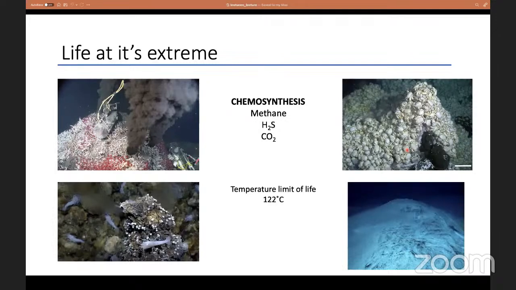These are a few images of how diverse life can be at hydrothermal vents. You could have microbial life, like these white mats on the bottom right, but you could have whole multicellular ecosystems surviving through these fluids, like crabs. You could have shrimps and some gastropods as well as these huge tube worms. So life is highly diverse in these systems and highly productive, making use of this chemical energy that these fluids provide.